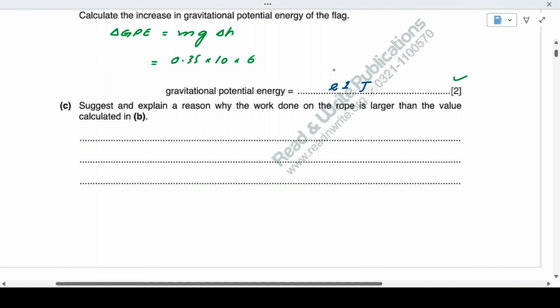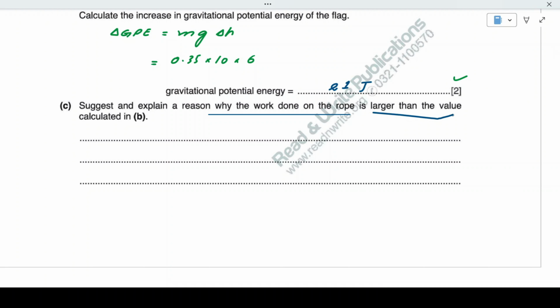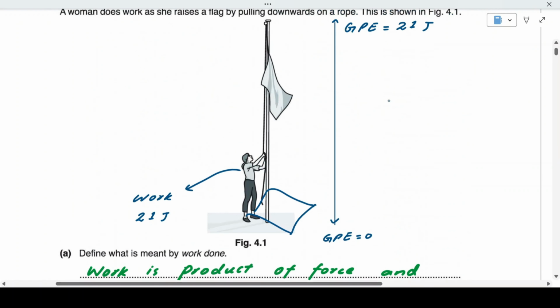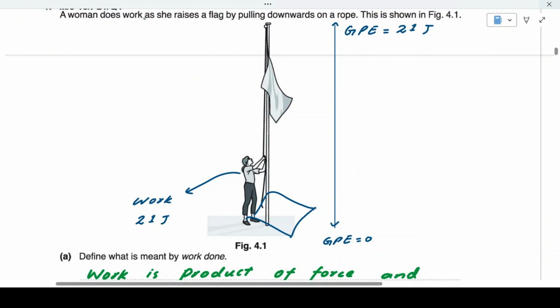Let's see what the question is. Why the work done on the rope is larger than the value calculated. What is the calculated value? 21. So the question here says that the work done by this girl is more than 21 joules. So probably 25 joules. Why does she need to do some extra work? Any guess? So there could be friction, there could be some energy lost in the form of heat.